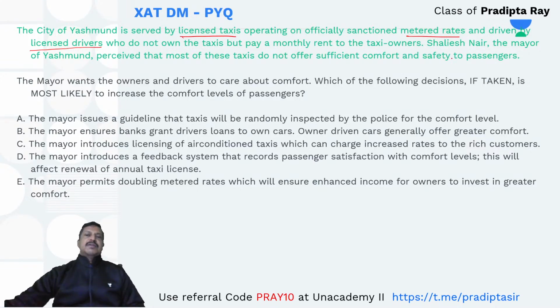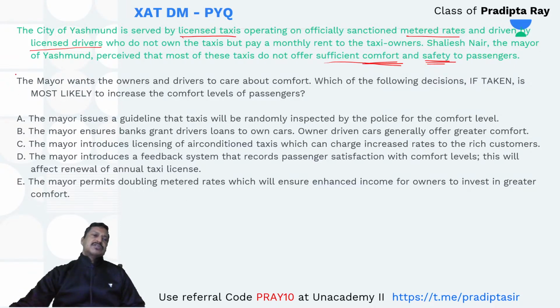Shailesh Nair, the mayor of Yashman, perceived that most of these taxis do not offer sufficient comfort and safety to the passengers. So he has found out two things: one is comfort and the other is safety. What the mayor has found out is that they do not offer sufficient comfort and safety.